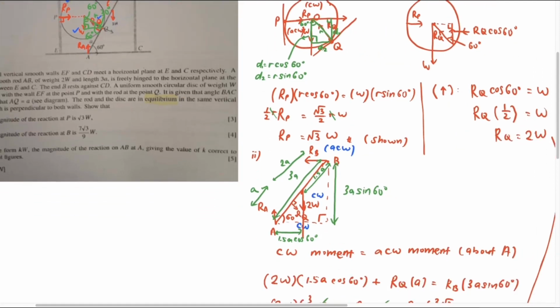Let's see first. For the rod, we already considered moment, but the moment that we considered is about A, so that's why no RA is there. So we should consider RA. To consider RA, the easiest way is let's consider vertical first. RA is acting upwards. 2W is down. This one is here.